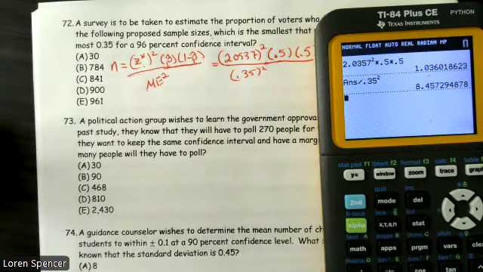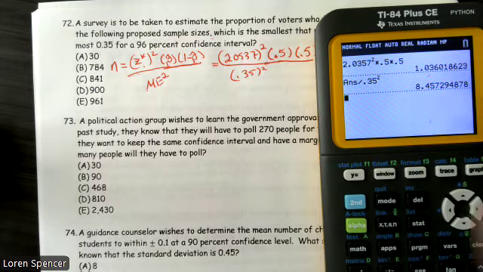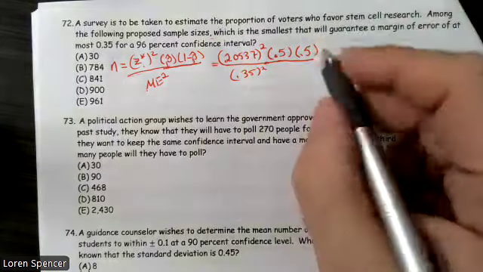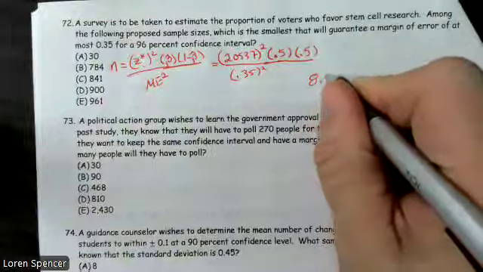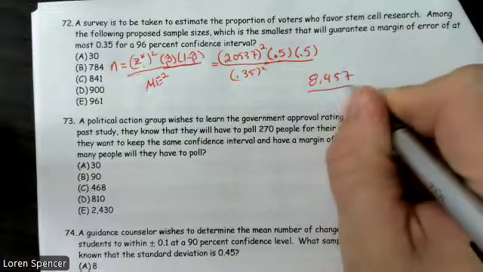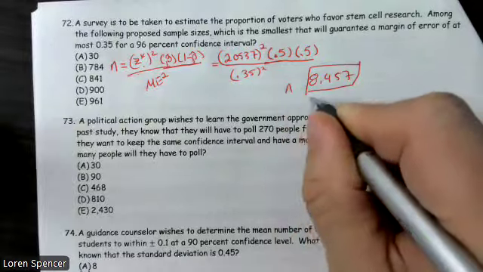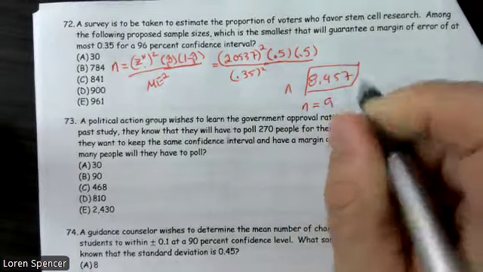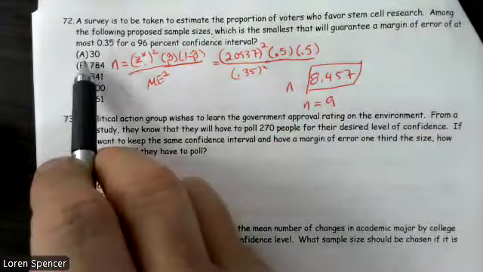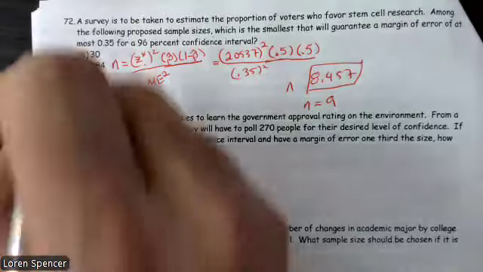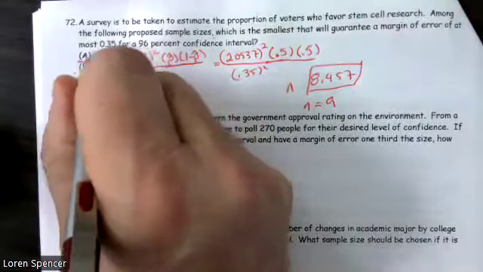And I believe I may have an answer that's incorrect there. So I end up, no, that's correct. That's right. So I end up with 8.457. Well, that means really I have to be at 9. Well, the one that's closest to 9 is 30. And I remember what the issue is with this problem.